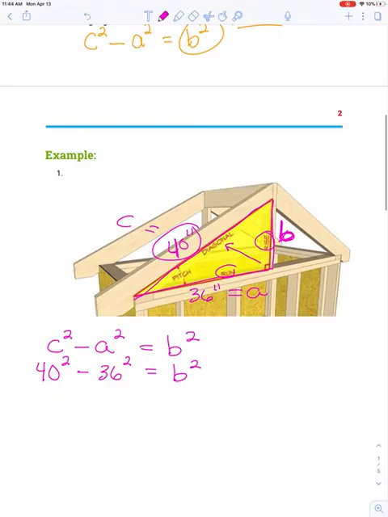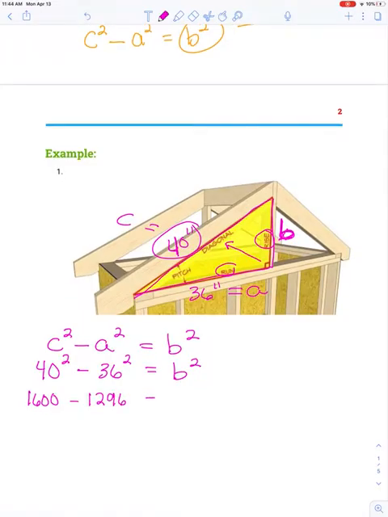So 40 squared is going to give you 1,600. We're going to subtract 36 squared, which gives us 1,296. And again, we're still looking for that third side. Okay, one of our legs. So let's do some math, and I want this rounded to the nearest tenth. Okay, so I get 1,600 minus 1,296. So I get 304. Gives me my leg squared.